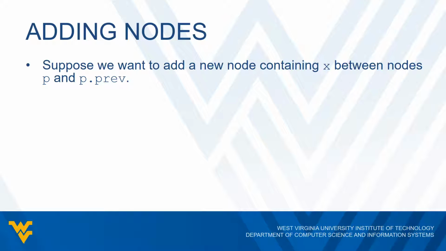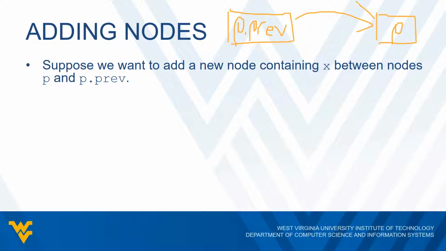So let's say we want to add a new node, and let's say the data in here is x, and we're going to put it between nodes p and p.prev. So let me try to draw this for you. So let's say we have a node here that is p.prev. And then we have a node over here that contains p. And these nodes are connected to each other, so p.prev.next is going to point to p. And this p.prev, well, that's going to point over here to whatever p.prev is.